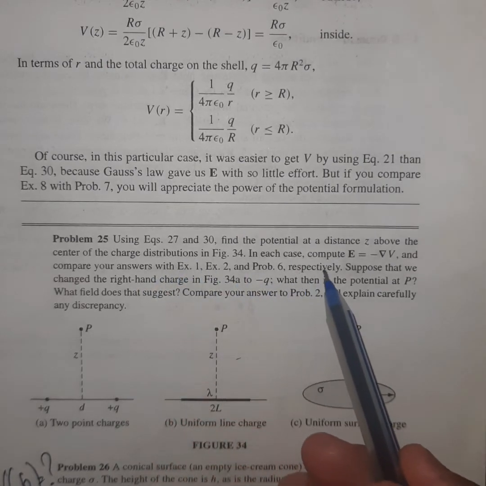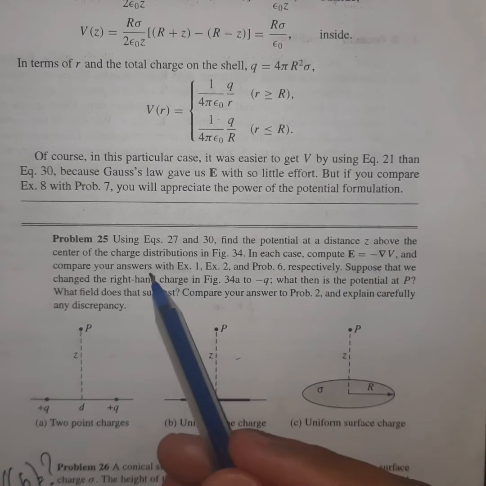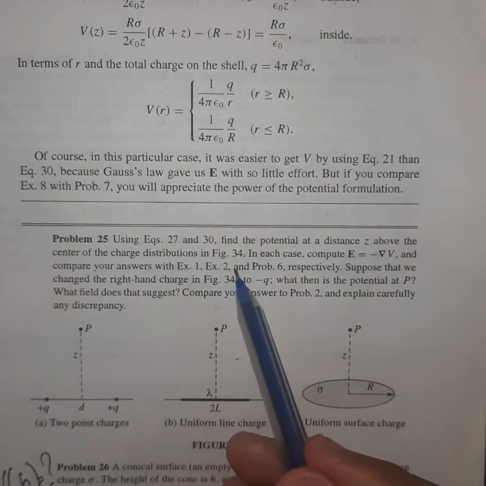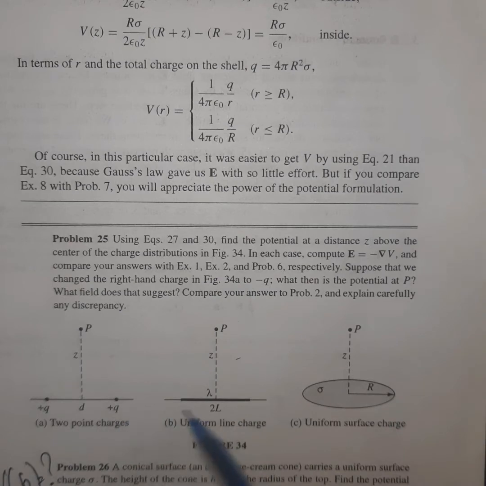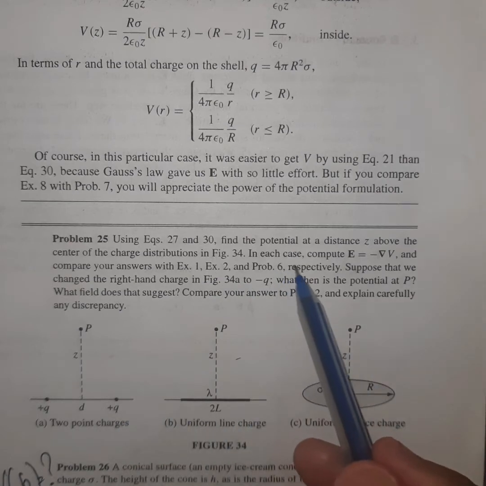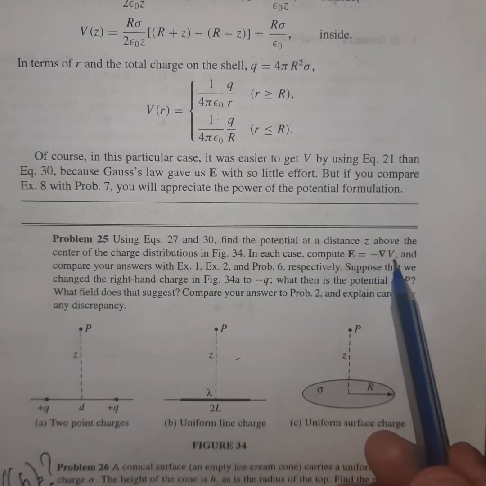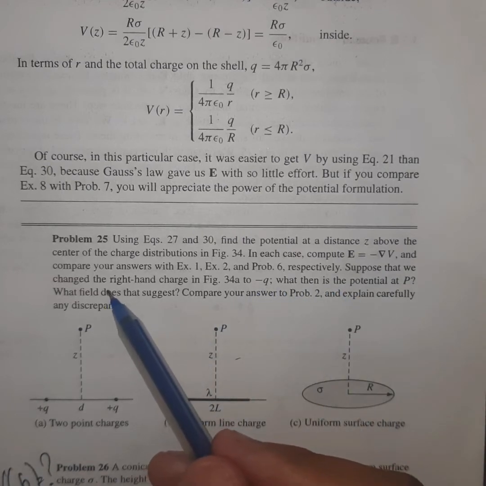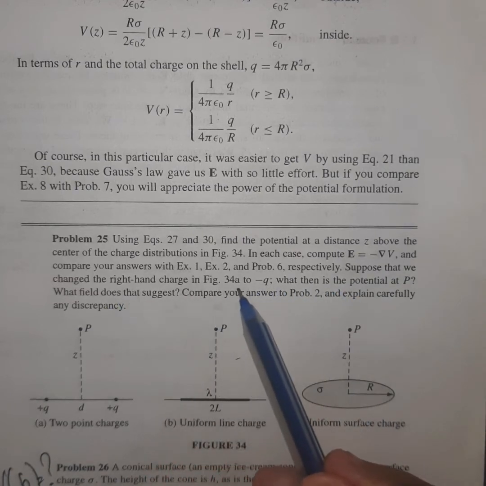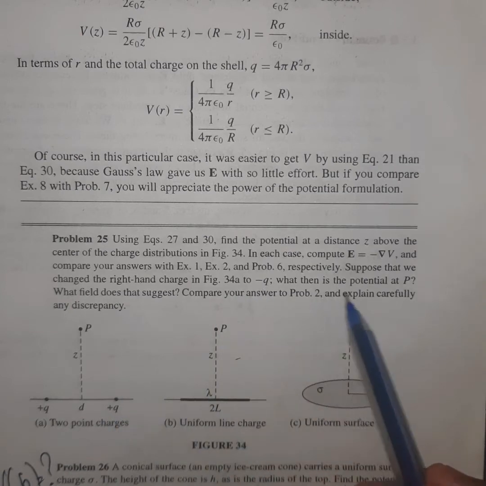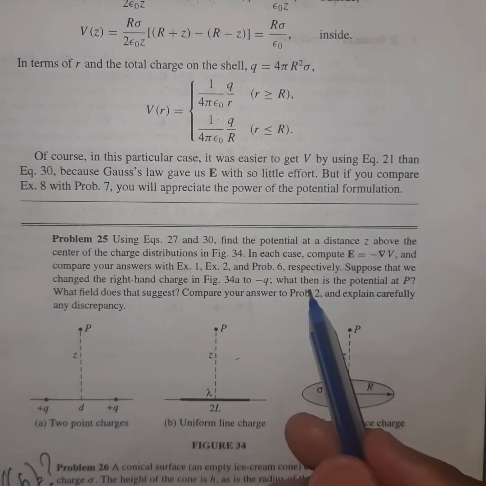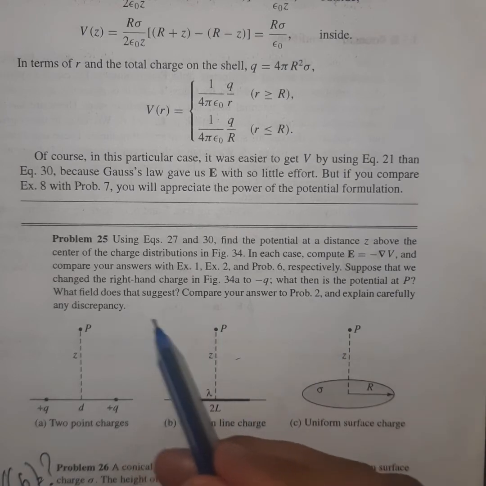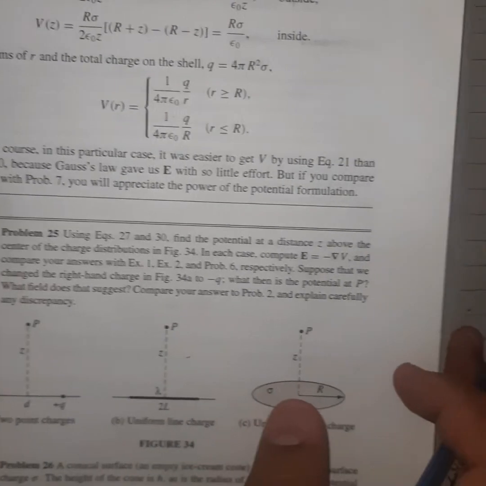Now we are going to start problem number 25, which says: using equations 27 and 30, find the potential at a distance z above the center of the charge distributions in figure 34. In each case, compute E equals minus del V and show that. Suppose that we have changed the right hand charge in figure 34a to minus q. What then is the potential at P?